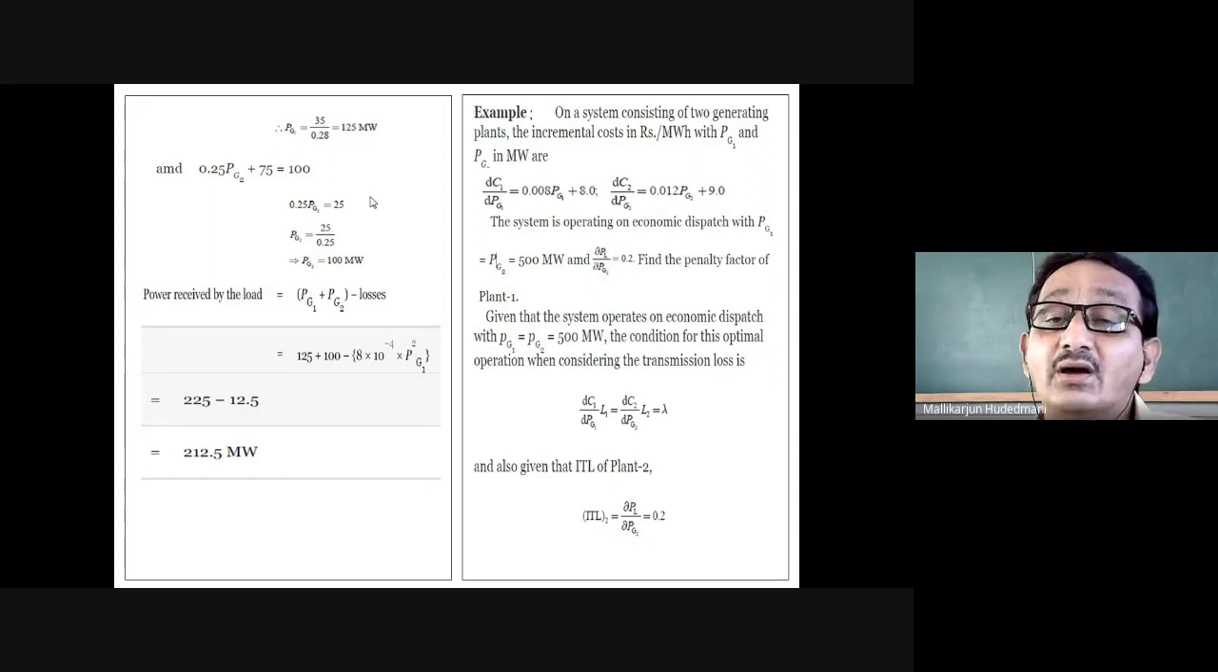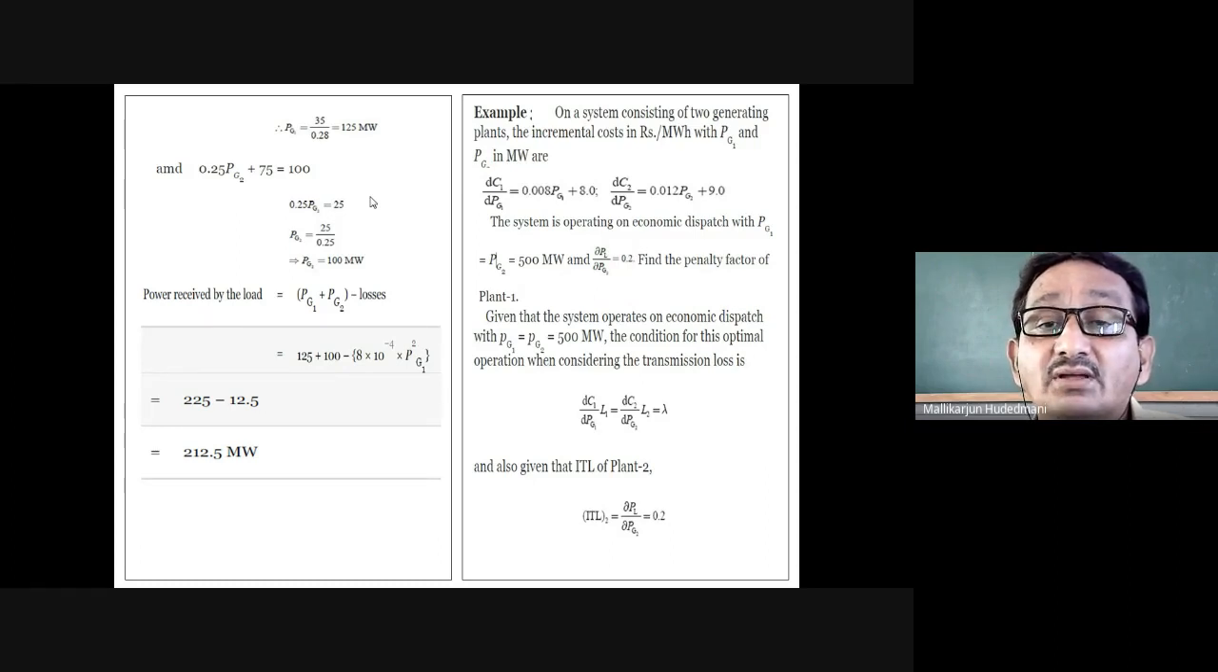Therefore, 100 megawatt was delivered on the line, incurring an 8 megawatt loss. Then what was the set point on the generator? It is more than 100 at that time. It is 125 megawatt. So therefore, 0.25 PG2 plus 75 equals 100. When I solve this equation, I am going to get PG2 as 100.